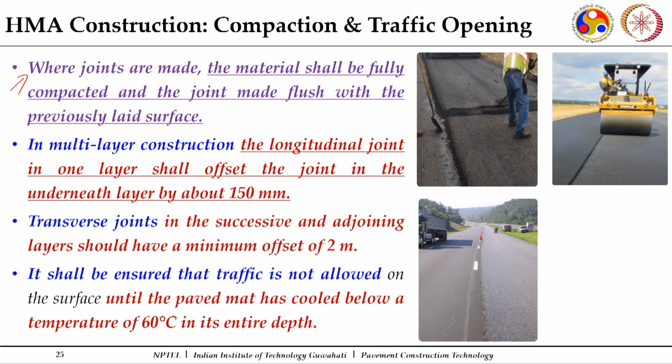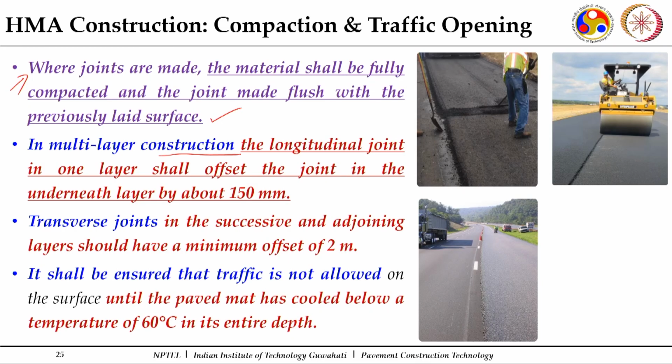Specific provisions have to be followed to properly compact along the joints, and the joint made flush with the previously laid surface. There should be no bump and no depression at the joints. Now, one small important point to be taken care of is in multi-layer construction, specifically when you are having 2-3 bituminous layers to be constructed, the longitudinal joint in one layer shall offset the joint in the underneath layer by at least 15 centimeter.